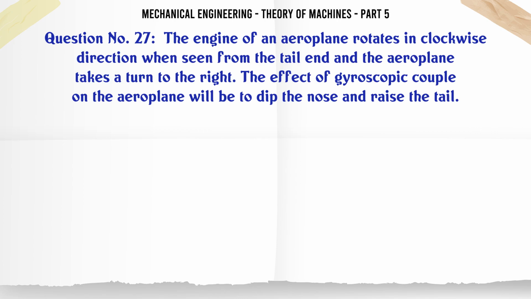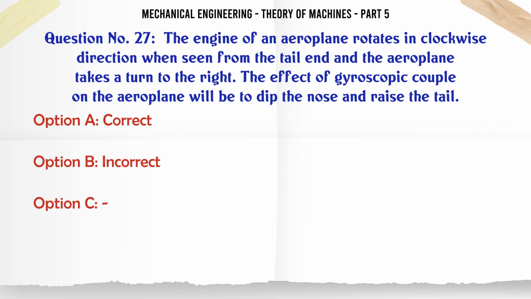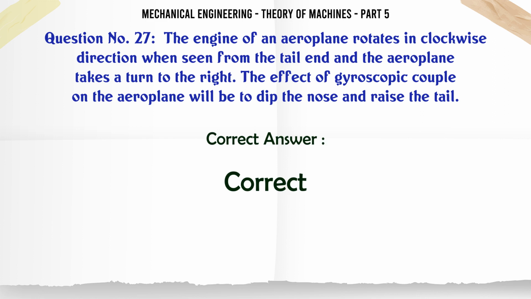The engine of an aeroplane rotates in clockwise direction when seen from the tail end and the aeroplane takes a turn to the right. The effect of gyroscopic couple on the aeroplane will be to dip the nose and raise the tail. A. Correct. B. Incorrect. C. D. The correct answer is correct.